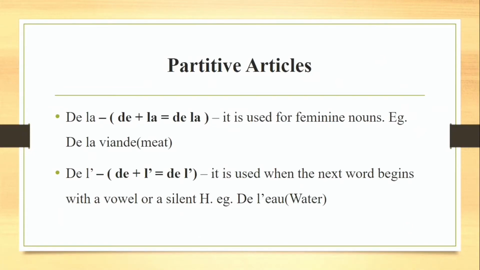De la is de plus la, and it is used for feminine nouns. So for example, de la viande, meat. Next is de l'. The combination of de and l' will give you de l'. It is used when the next word begins with a vowel or with a silent H, as we already talked about. So, for example, de l'eau. Eau begins with a vowel which is E. Therefore, de l'.